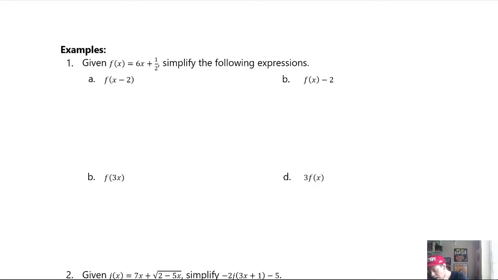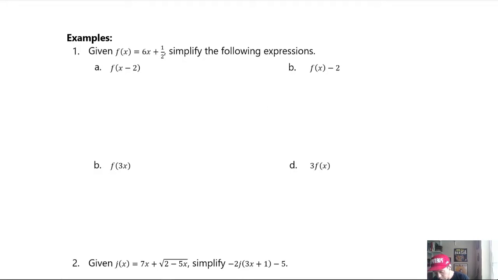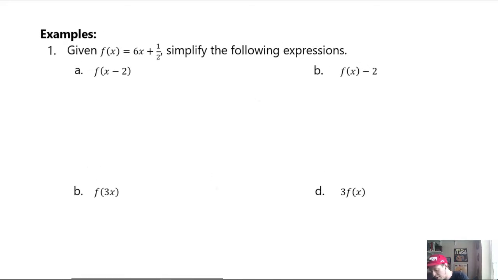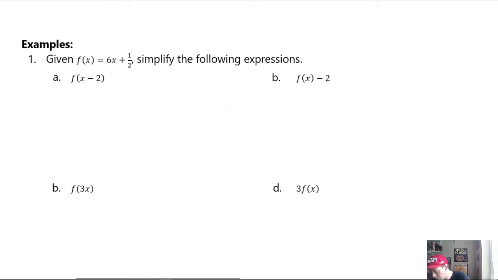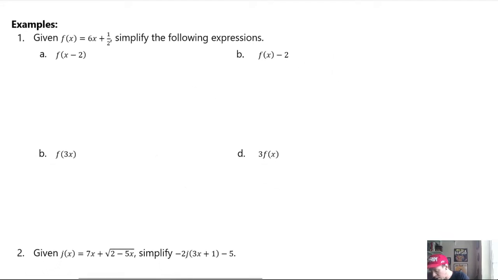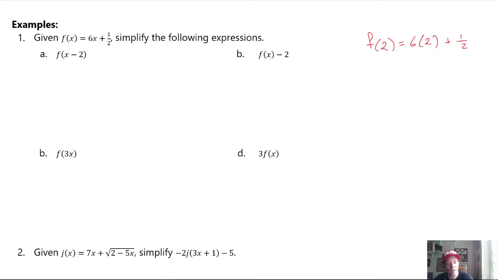The example we're going to look at is: we're given f of x equals 6x plus 1/2, and we want to simplify the following expressions, the first of which is f of x minus 2. I like doing a little exercise before we jump into this problem. Let's start with something simpler: what is f of 2? What do we do with the 2? We would take the 2 and plug it in for the x. That's the way that we evaluate a function.